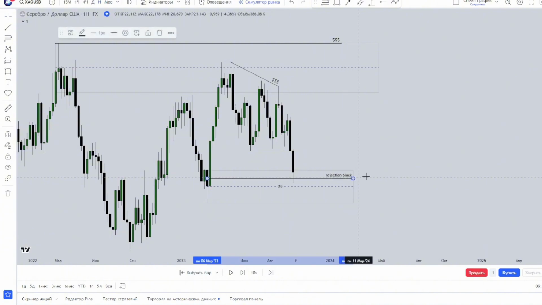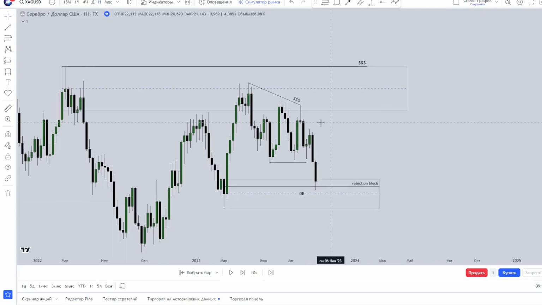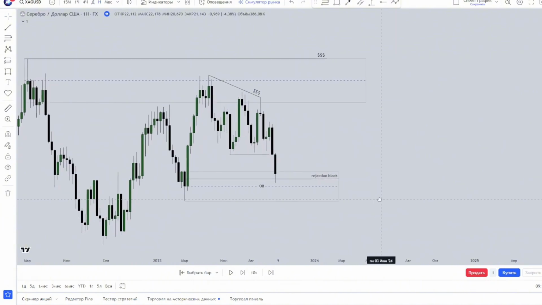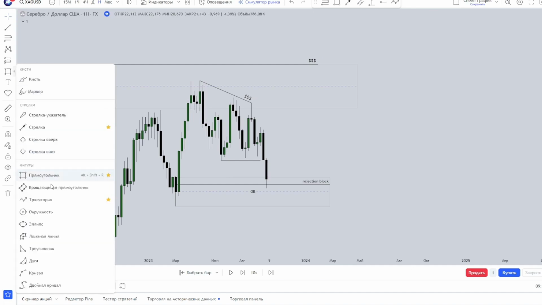Therefore, we will build our plan based on the fact that the price is within the weekly OB and simultaneously testing the rejection block on the monthly time frame. What can we note? First, we can note the overall upward trend. This is the first variable. The second variable, the removal of an important fractal, both monthly and weekly, in the form of a triple bottom and in the form of a monthly fractal. Also, the test of the support area in the form of a rejection block and OB.